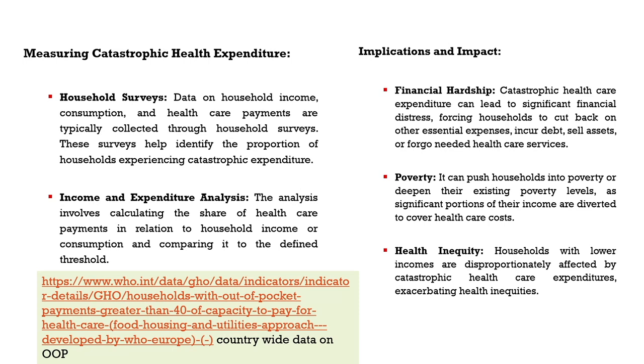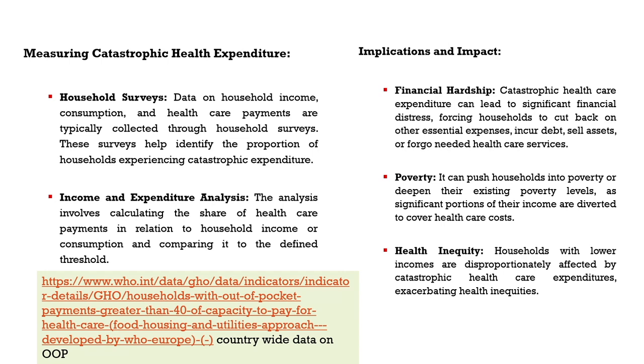In the context of India, the National Sample Survey Organization, the National Statistical Office as we know it today, collects a lot of information on healthcare expenditure from its dedicated rounds on healthcare expenditure, and there are also consumer expenditure surveys that are carried out, which can give us information about catastrophic healthcare expenditures, or we can estimate catastrophic healthcare expenditures based upon the survey data. The analysis also involves calculating the share of healthcare payments in relation to household income or consumption and comparing it to the defined thresholds.